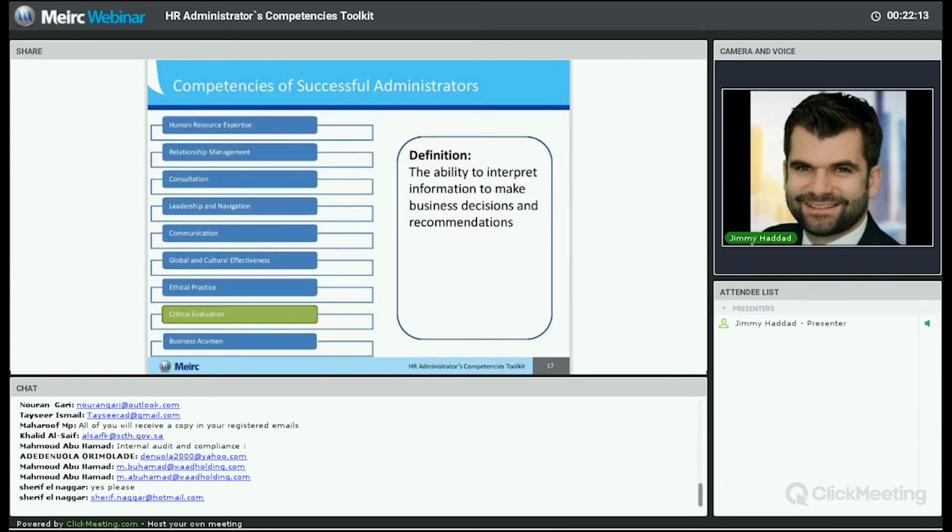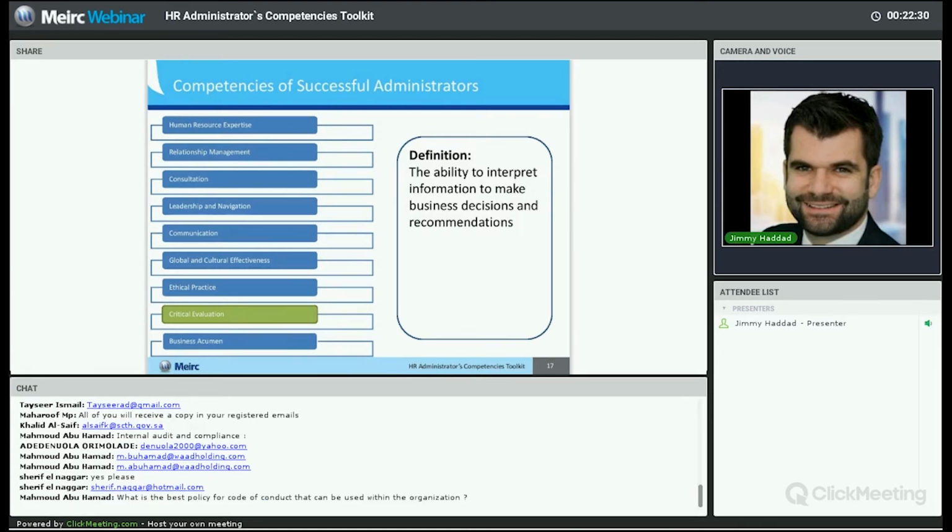Critical evaluation is yet another of the major competencies. It's the ability to interpret information to make business decisions and recommendations. Now, behavioral indicators related to critical evaluation focus on reporting, on data entry, and key metrics. HR administrators should be able to differentiate and analyze things like general metrics in HR. Examples could be time to fill, cost per hire, could be reporting on ROI of training.